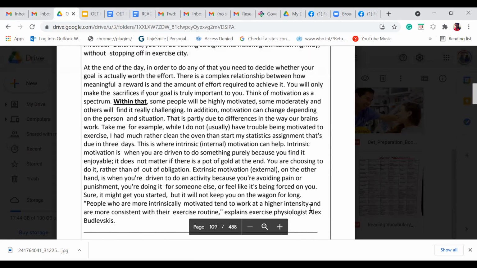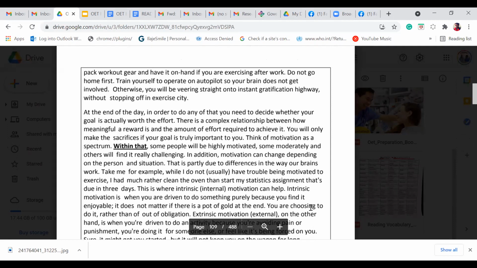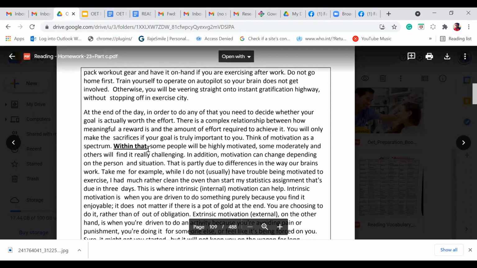People who are more motivated work at a higher intensity and more consistently than that. So what is this talking about? Some people will be very motivated, some moderately motivated, and others less so. In addition, motivation can change depending on the person's situation.